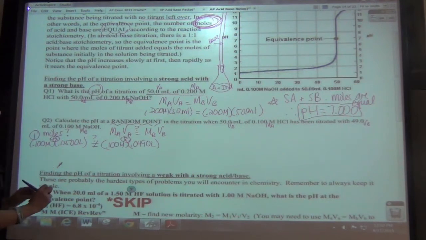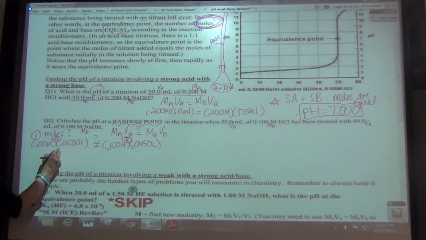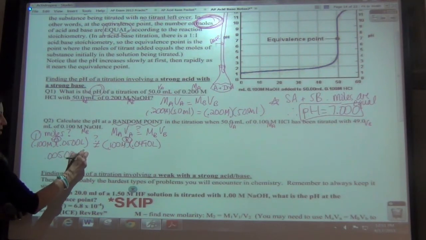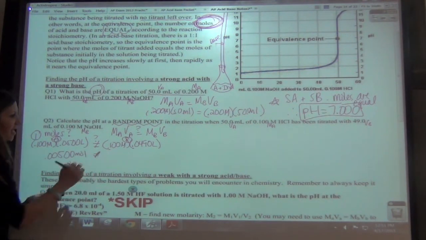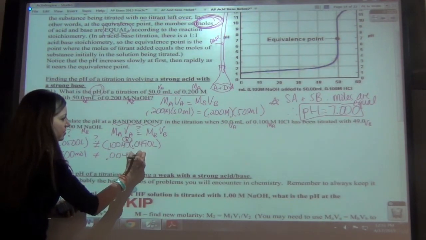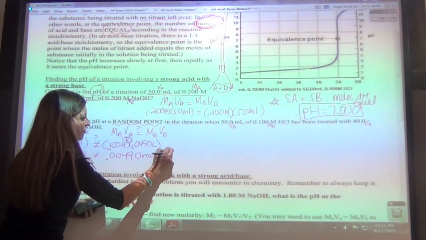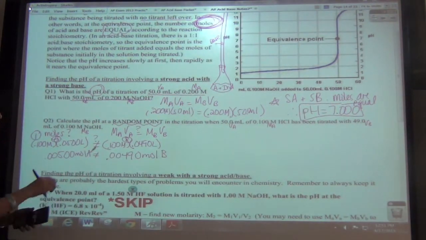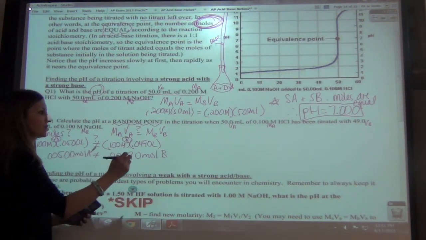So now let's calculate that. Okay, so we've got 0.00500 moles on this side, and that's not equal to 0.00490 moles of my base. So that's my moles of my acid, and that's the moles of my base. That's step 1, is figure out your moles.